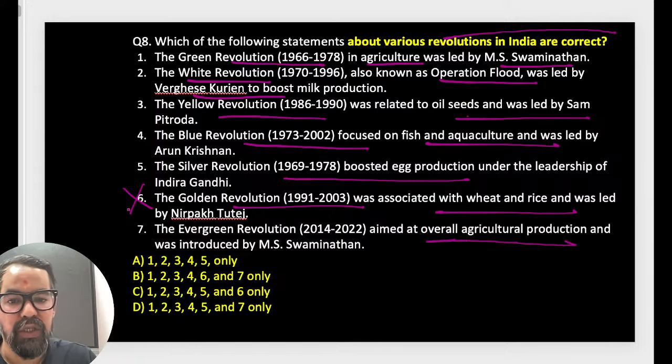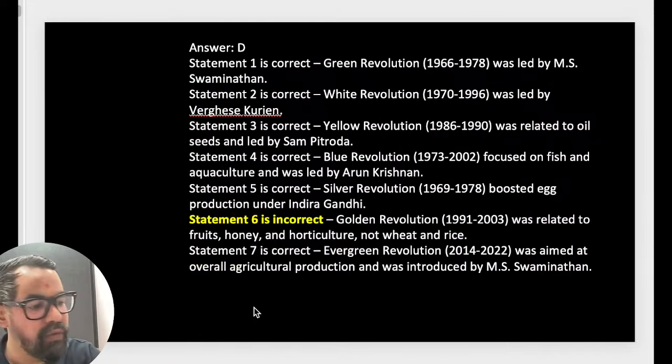Evergreen, this is the one. So 1, 2, 3, 5, 4, 5, 7. Okay, 1, 2, 3, 4, 5, 7. Which one fits best? D. That should be the right answer for this particular one.